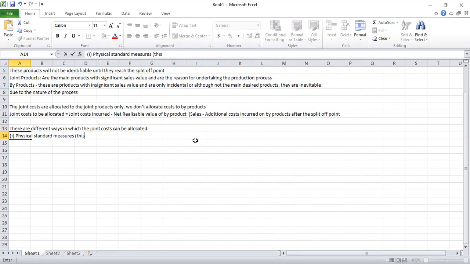This allocates according to the quantities of the joint products at the split off point. So allocate according to the quantities that we have at the split off point. Overall sales, that's why I say sales. The overall sales of the joint products, this is only of the joint products.